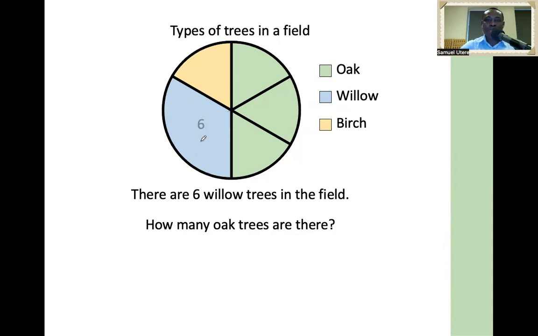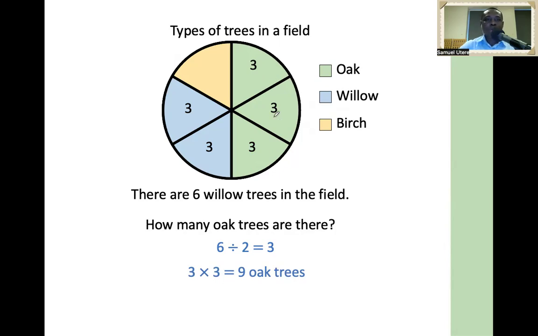So we can use that information to populate the other parts of the pie chart. And then if you're being asked how many oak trees are there, we can simply divide by 2. Okay, so divide by 2 to get 3. The reason we divided by 2 for the willow trees is because this part represents 6. So to get the whole lot, we simply multiply by 3 because 3 parts represents oak trees.